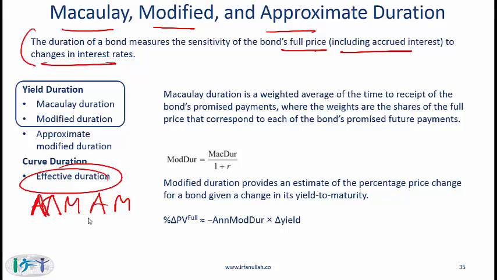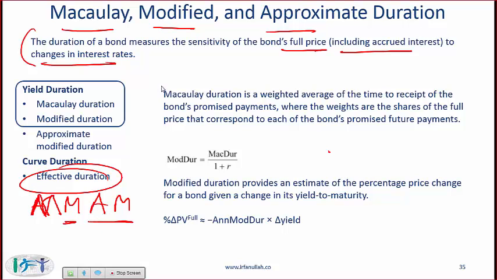So the first M is for Macaulay. That's where it all started. Then modified, and then approximate modified. All these are yield durations, and I'll talk about that distinction. But just remember MAM. Okay, so the 2 M's and then AM. Now let's go through the definitions.